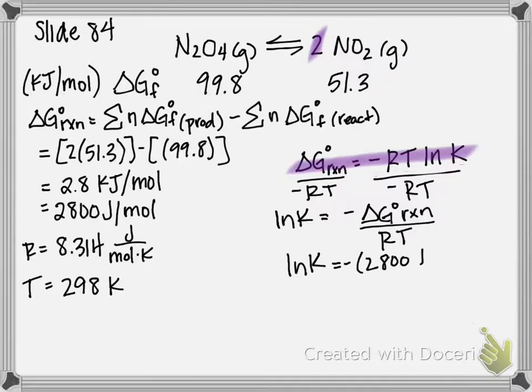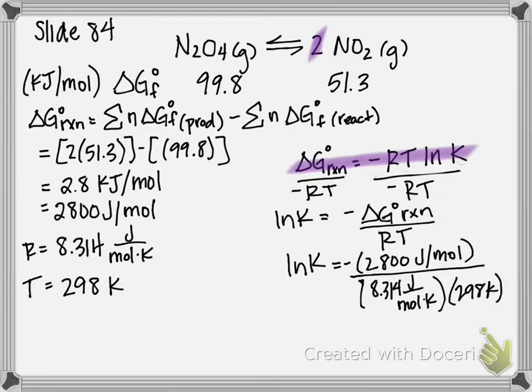So now ln of K, our delta G naught is that 2,800 joules per mole. R is 8.314 joules over mole Kelvin, and our T is 298 K. So if we multiply, divide, all that, our moles cancel, Kelvin cancels, and joules cancel, which is good because we want our K to be unitless. So then I get that ln of K is equal to negative 1.13.